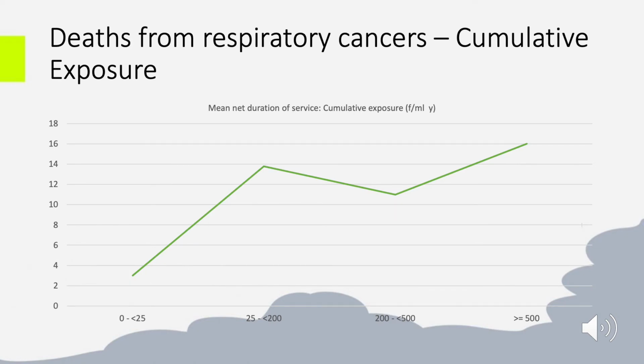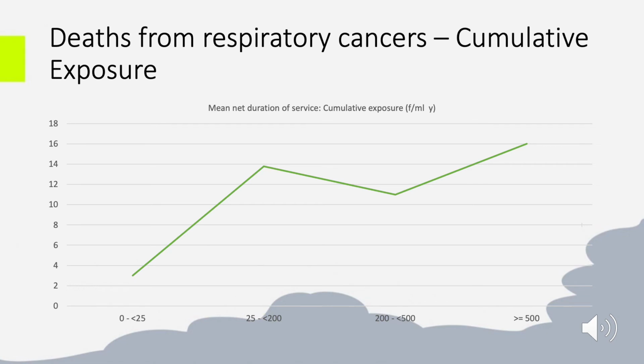In this graph, we are looking at the average years worked in the mine and the cumulative fiber exposures per year. As you can see, it appears that those with the highest level of cumulative exposure, greater than or equal to 500 fibers per milliliter per year, also appear to have worked the longest in the mines, averaging at about 16 years. Those with the lowest cumulative exposure of less than 25 fibers per milliliter per year appear to have worked the shortest length of time, on average about 3 years.